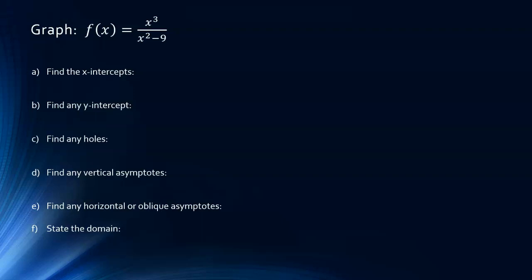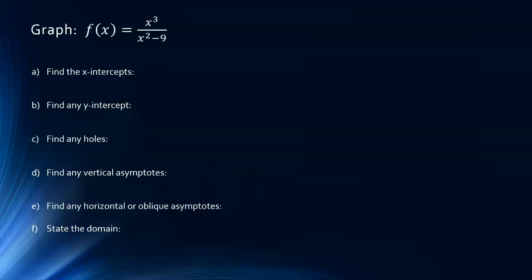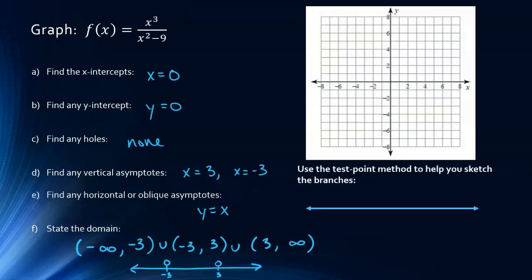Remember, when you go to sketch the graph, you're also going to need to use a test point method to be able to find those different branches. So why don't you go ahead and pause the video, maybe before even graphing it. Hit play after you find these pieces, but then maybe just wait to graph it. So I want you to find these pieces first, and then hit play when you're ready to check to see if you found those correctly. All right, let's see how you did.